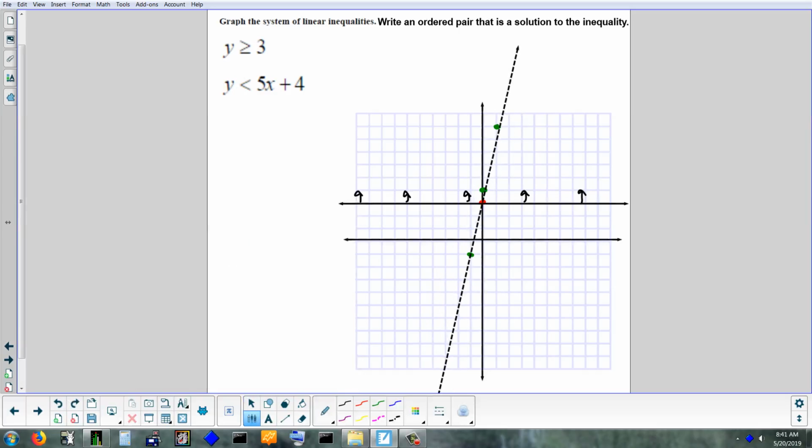Let's see. Now what do I have to decide? Shade. Okay, less than. Where do we shade for that? That's only if it's up and down. Below.